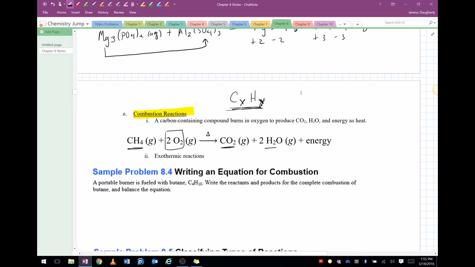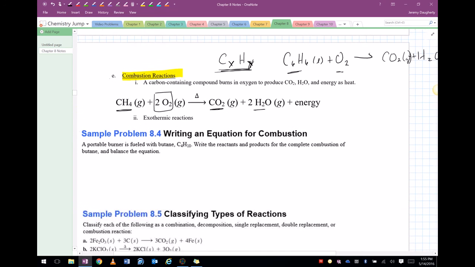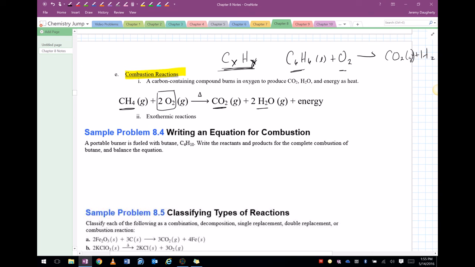I'll give you an example here. Here's benzene, C6H6, with oxygen. What are the products going to be? Well, that's a hydrocarbon combining with oxygen. Products are going to be carbon dioxide and water. Okay? Water gas, carbon dioxide gas. And then, of course, you have to balance it. But that's a combustion reaction.